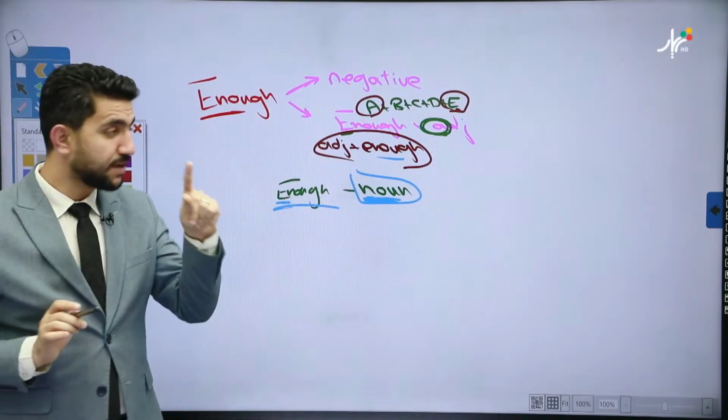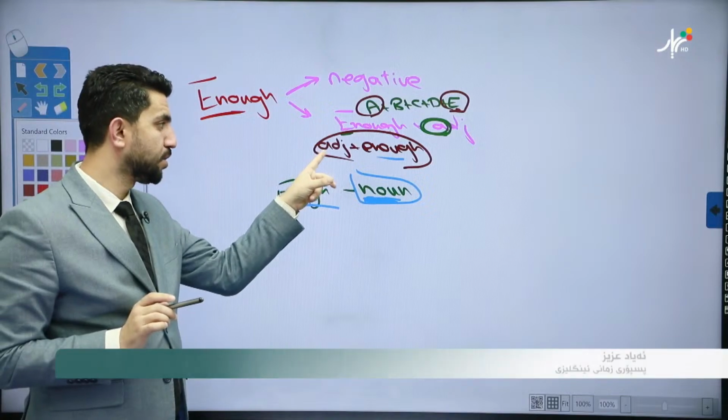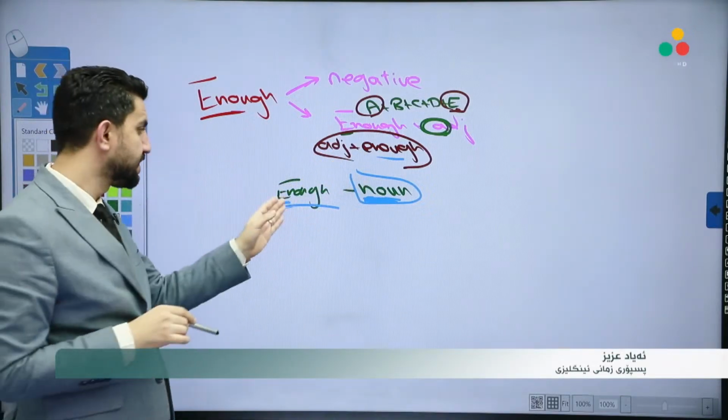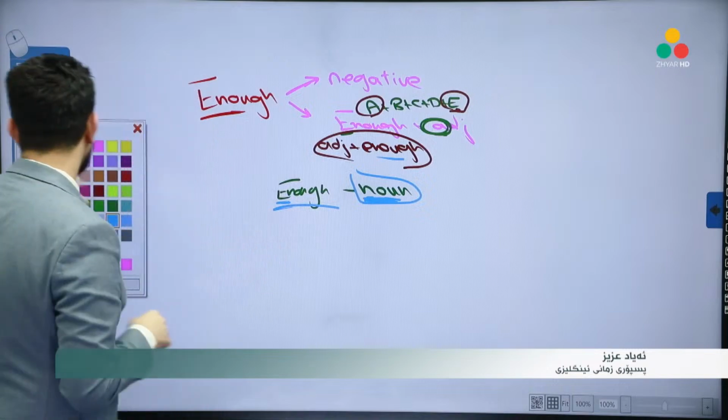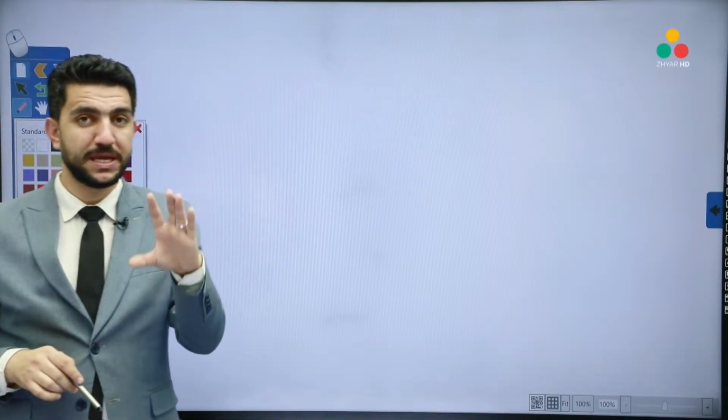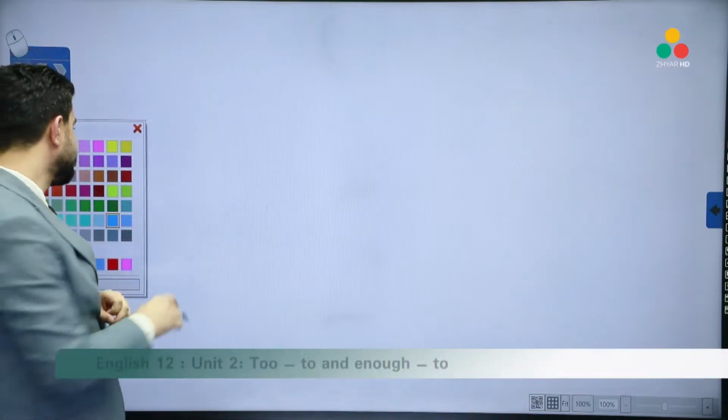Okay, we said use alphabetical order. A always comes first, then enough, E. So A, adjective, and enough and noun. This is the rule for enough. And we said enough has a negative meaning, right? We said it has a negative meaning.